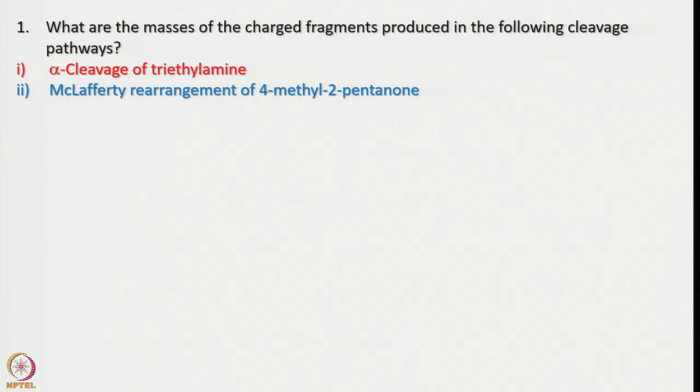The question is, what are the masses of the charged fragments produced in the following cleavage pathways? Two reactions are there. What you have to do is identify the masses of the charged fragments produced in the following pathways, and the kind of fragmentation that happens is also given here. The first one is alpha cleavage of triethylamine. The second one is McLafferty rearrangement of 4-methyl-2-pentanone. Let's look into one at a time.